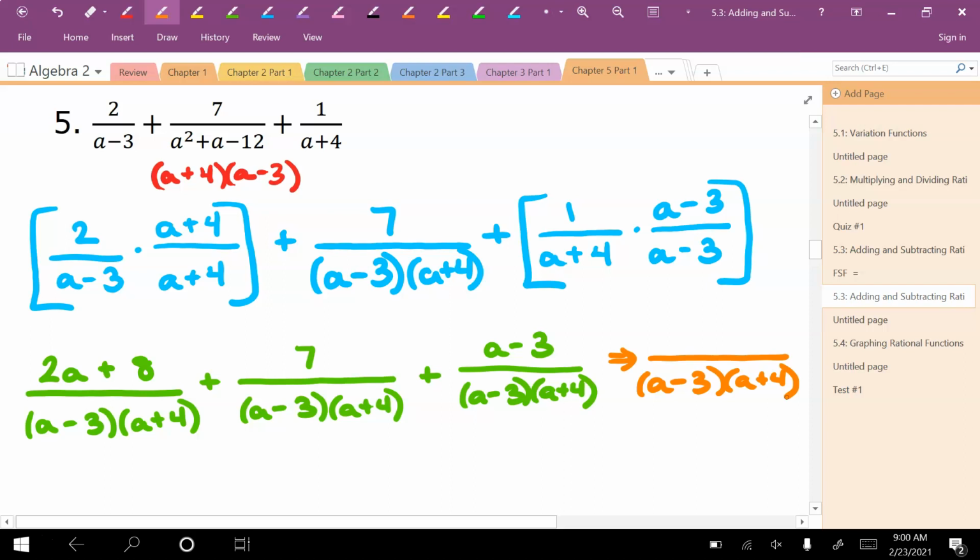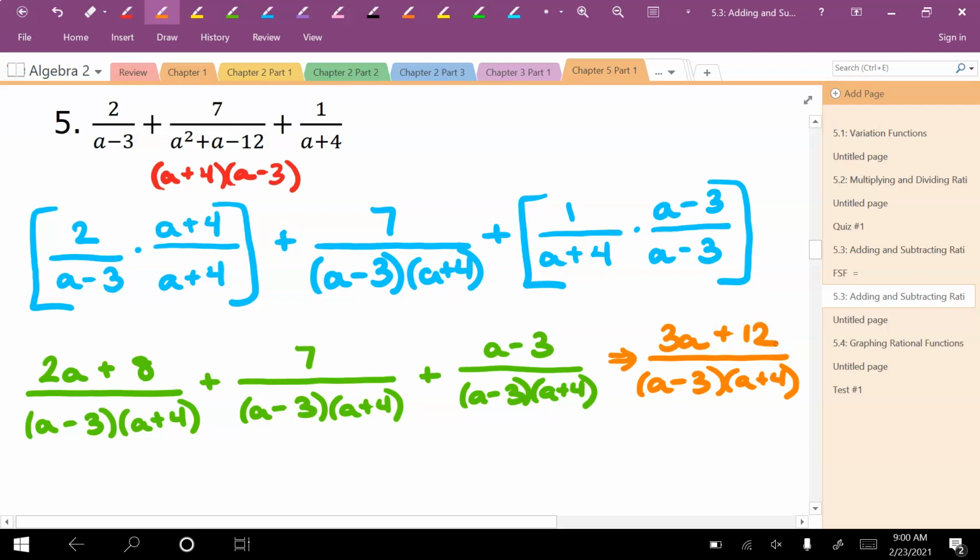On top, you have 2a plus 8 plus 7 plus a minus 3. So let's combine our a's first. 2a and an a would be 3a. What's going to be 8 plus 7 minus 3? 12. So we have 3a plus 12 on top.